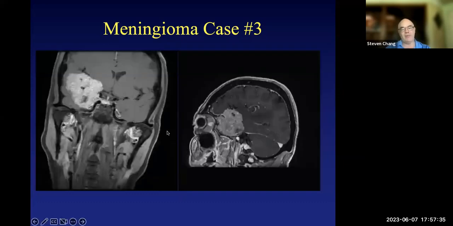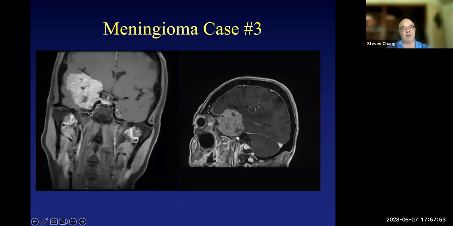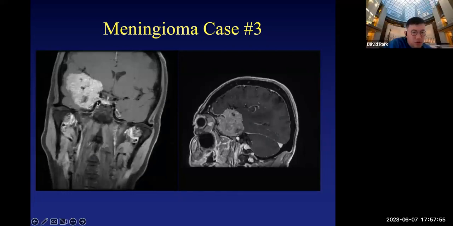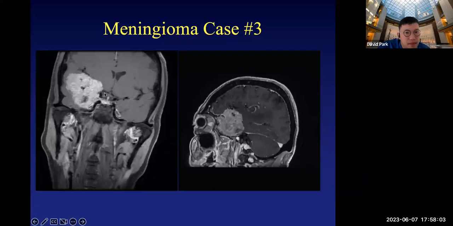Here are some other views. Obviously this is the tumor here on a coronal view. David, what's this black structure here, this pipe? That's the carotid artery. Okay, where does it supply blood to? To the whole brain, this right side. So the tumor is right up against the carotid artery, right? Exactly.